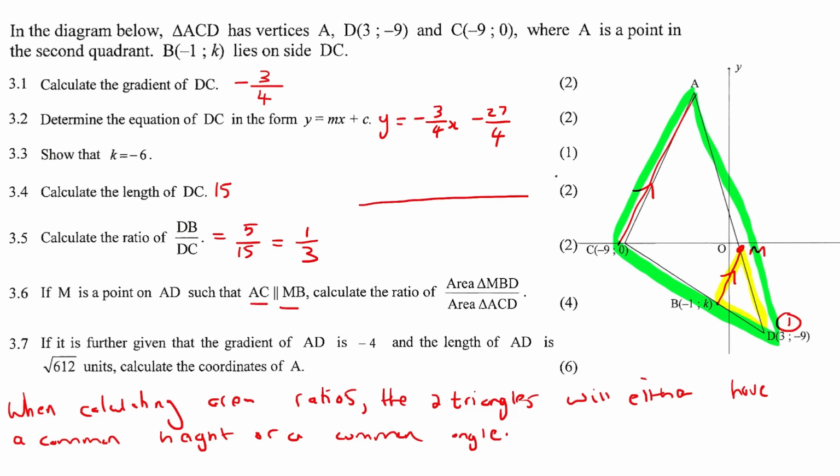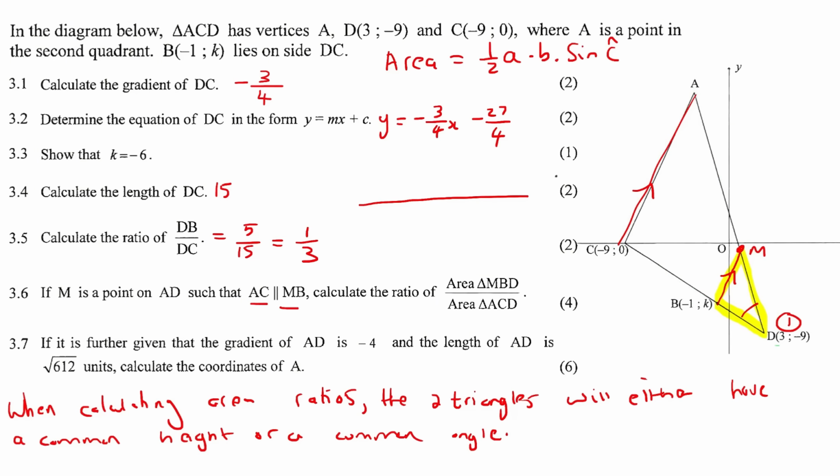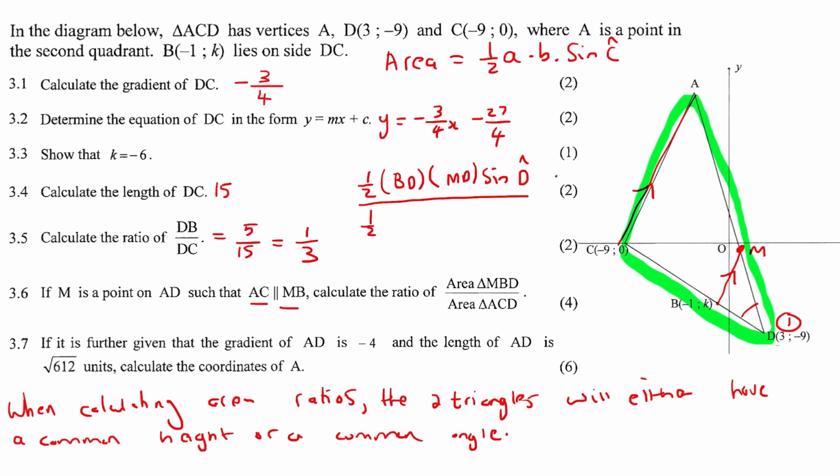So what we're going to do is use the area formula that uses an angle, which is half A times B times the sin of the angle. So if this is the angle over here, then for the yellow triangle, just look at the yellow triangle, it's the two sides that are next to that angle that we're going to use. So we're going to say half times BD times MD times the sin of that angle, which is D. Then for the green triangle, which is that one over there, we're going to use the sides CD and AD, and we're also going to use the sin of angle D.